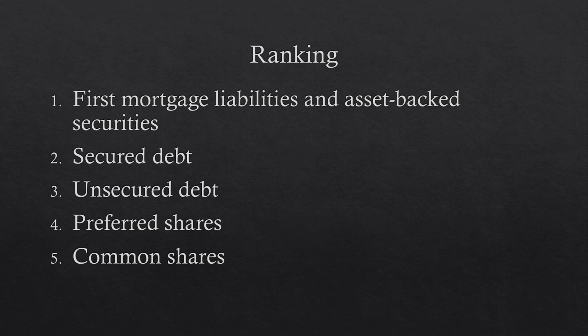And so the ranking, the first is the first mortgage liabilities and asset-backed securities, whereas second is secured debt and unsecured debt. So that's where the bonds would fit in. And then 4 and 5 is preferred shares. And then the last people to get the money is the common shares. Usually there isn't any left at that point.